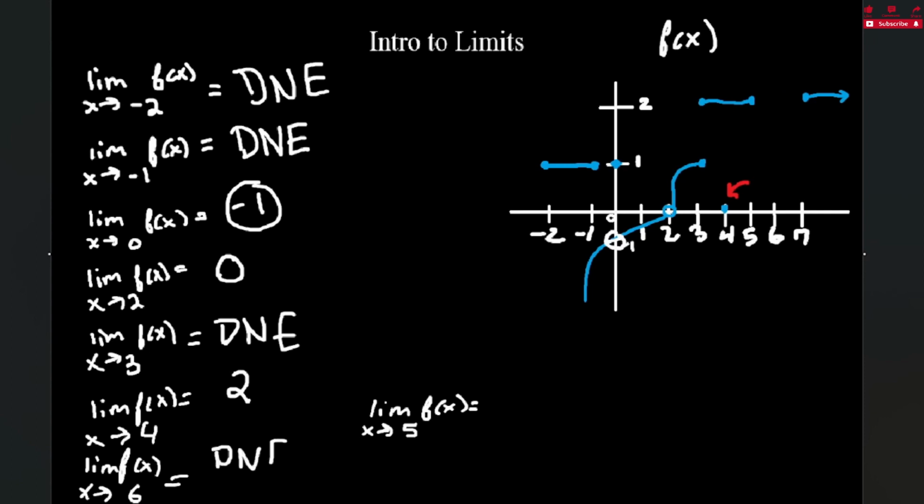And for this final example here, we have the limit as x approaches 5. We're kind of going back, but it's whatever. So we have the limit as x approaches 5. Once again, only one side, so it does not exist.